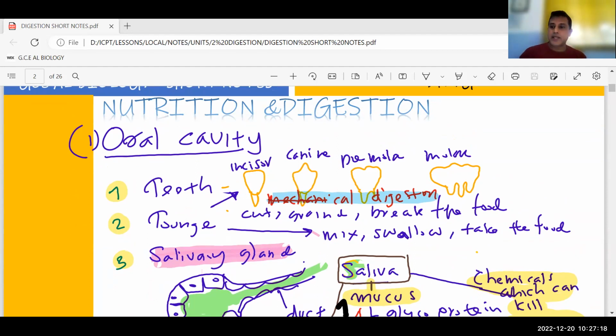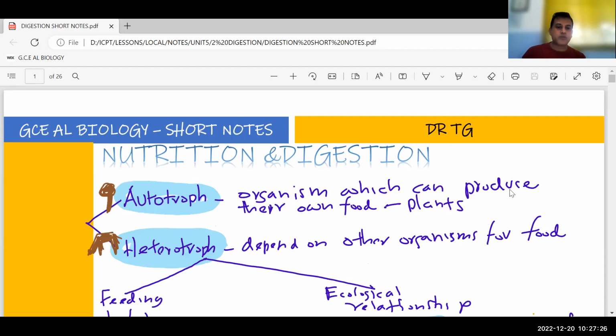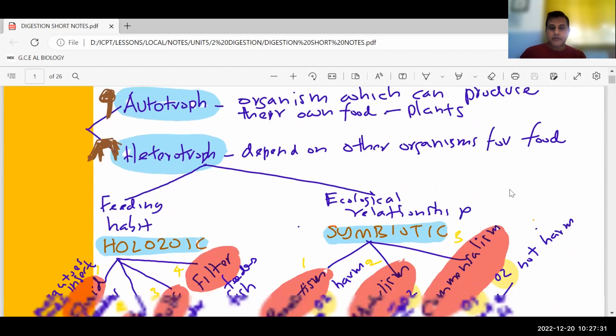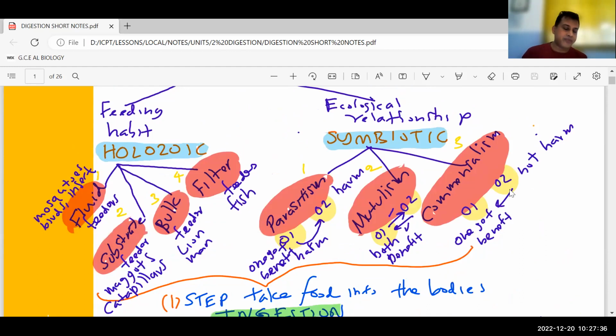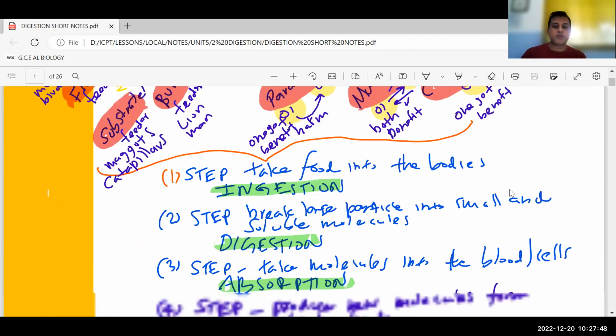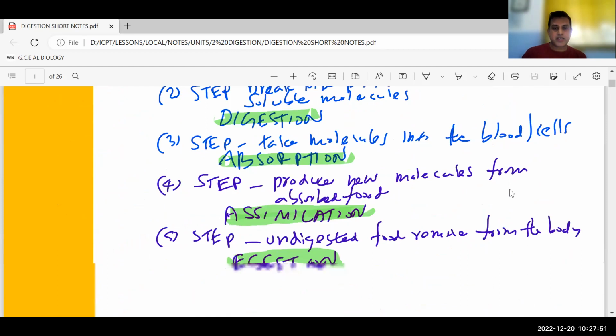So we have done the first lesson of digestion quickly. Again, autotrophs can make their own foods. Heterotrophs are divided into holozoic and symbiotic. Holozoic are the fluid feeders, substrate feeders, bulk feeders, and filter feeders. Symbiotic are parasitic, mutualism, and commensalism. They all use ingestion, digestion, absorption, assimilation, and egestion. So we learned the meaning of these words.